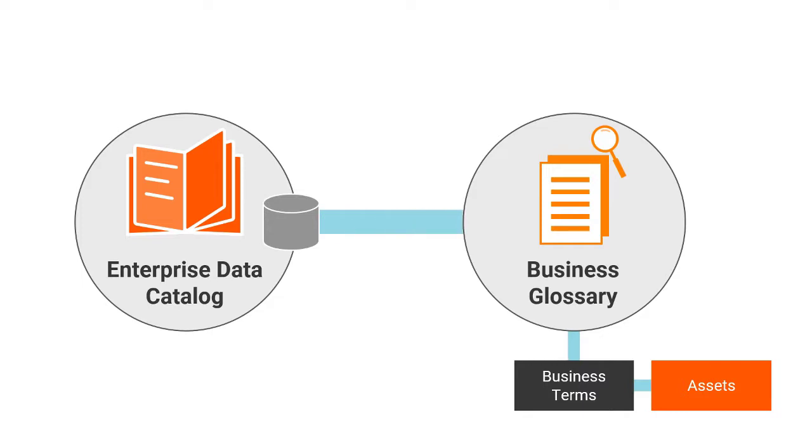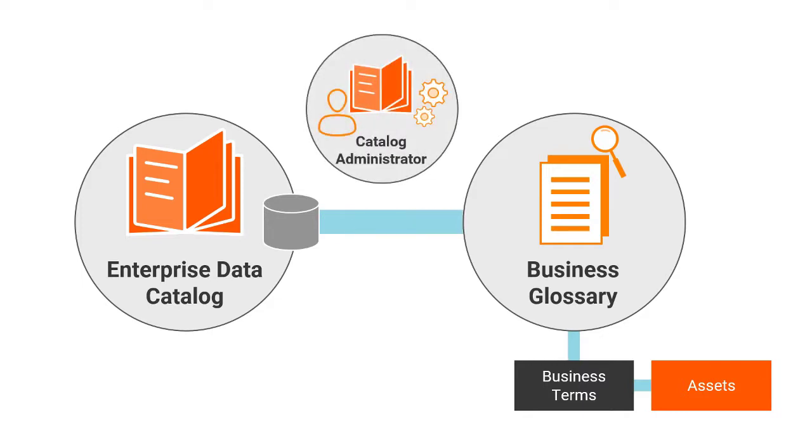This connection must be initiated by the catalog administrator so that the bi-direction synchronization takes place seamlessly. In this video, you will see how to synchronize EDC with Informatica Business Glossary using BG Default Resource.